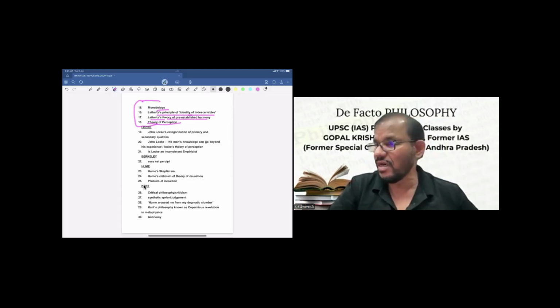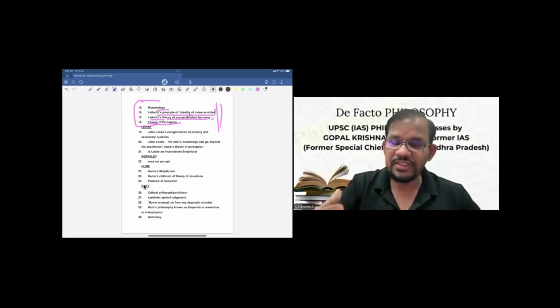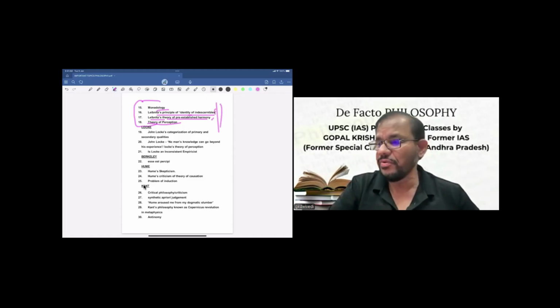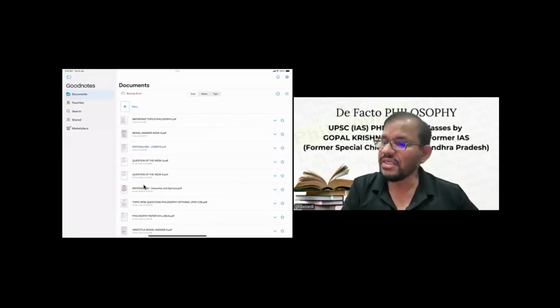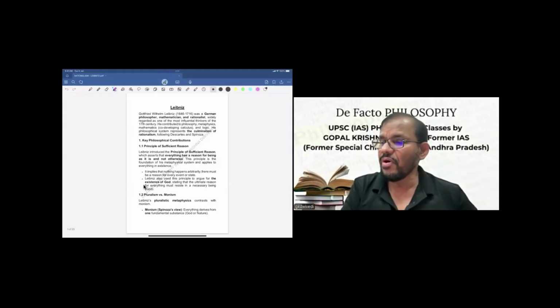This is my conclusion as far as Leibniz is concerned, and this is a targeted study if we want to achieve better results in less time, in a concentrated manner. This we have to do. So now let us come to the main important points in Leibniz's philosophy.